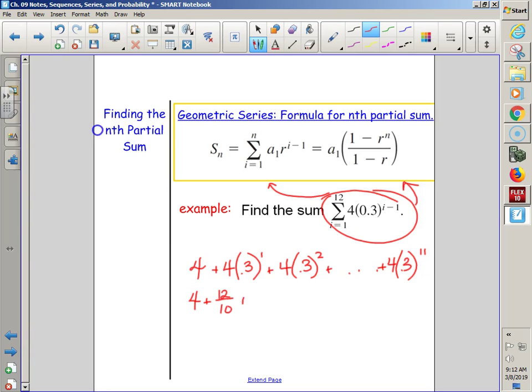12/10 plus, what would it be times another 3/10? Wouldn't it be 36/100? Plus, okay, hold on, wait a minute though. Would anyone leave it as 12/10? No. So it'd be 4 plus, okay, what would that reduce to be? 6/5.